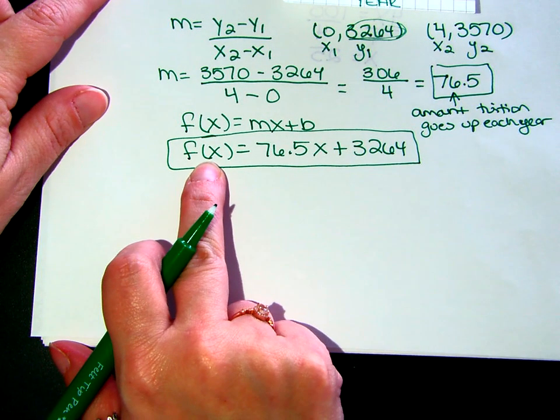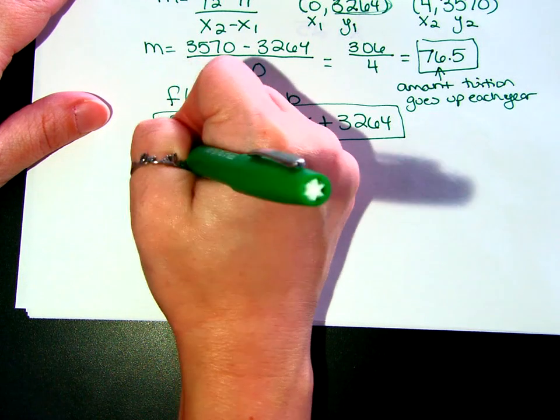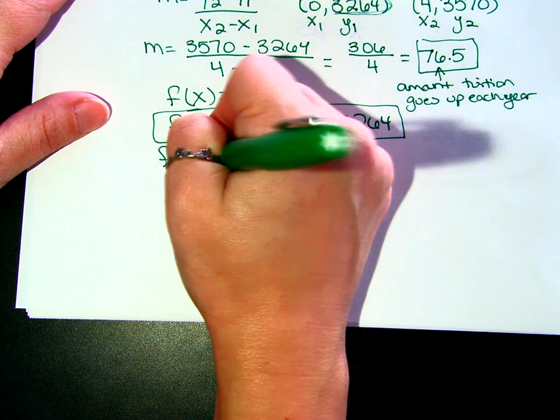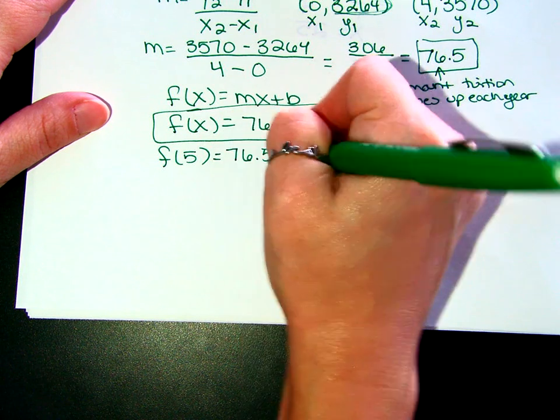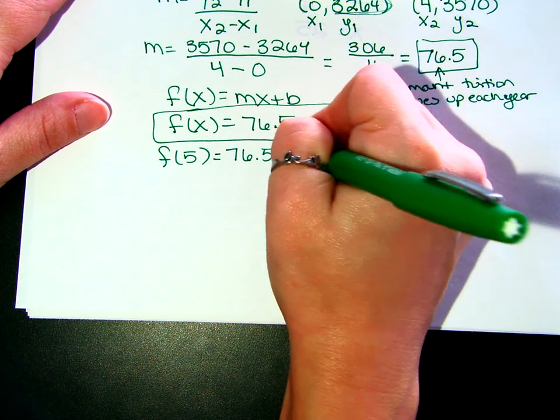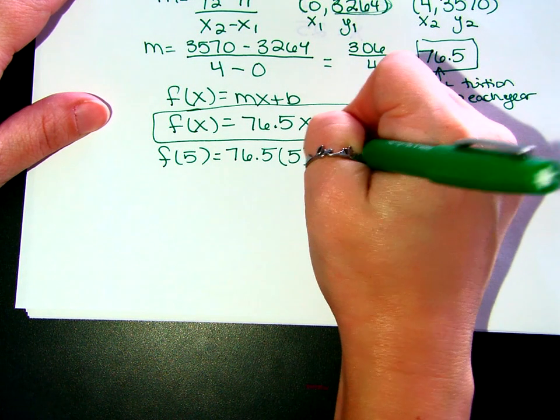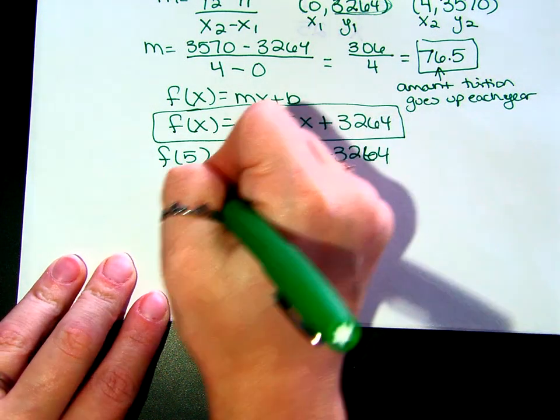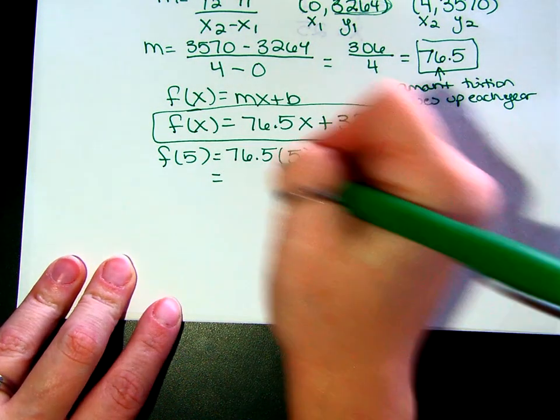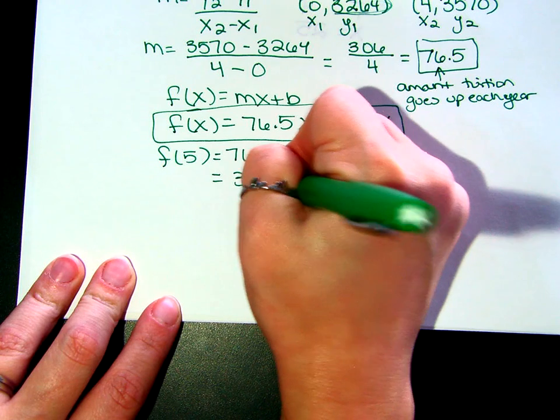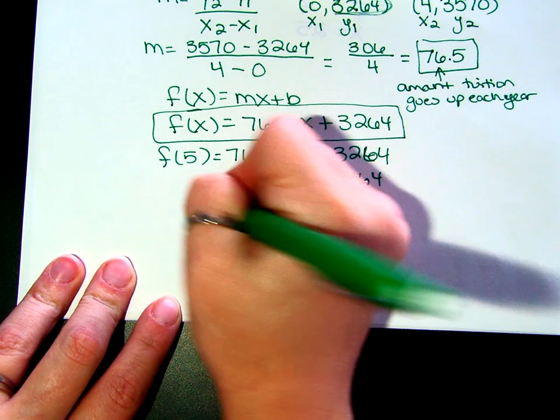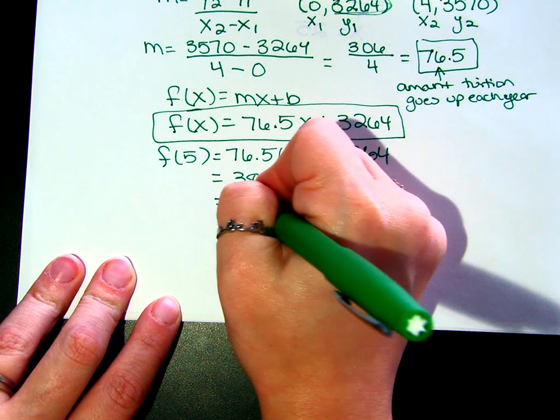Well, when x is 5, instead of taking 76.5 times x, I'm taking 76.5 times 5 and adding to that my 3264. 76.5 times 5 is 382.5. So, $3646.50 approximately in the year 2018.